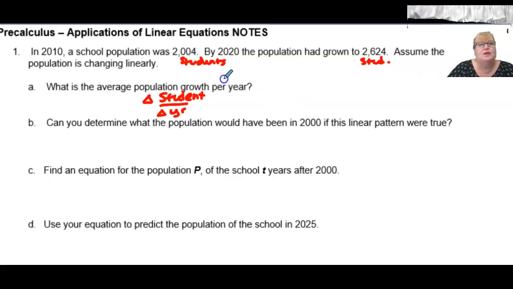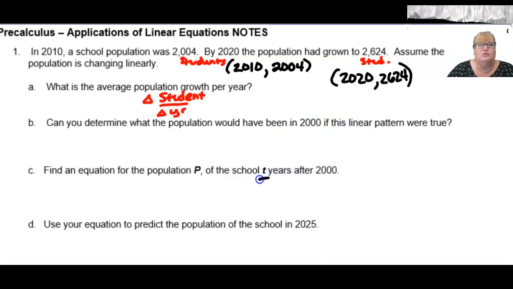So students are going to be the y value, because this is change in y over change in x. So we have the year 2010 and the students 2004. And then we have the year 2020 and the students 2624. But down here it says eventually we're going to use t as years after 2000.